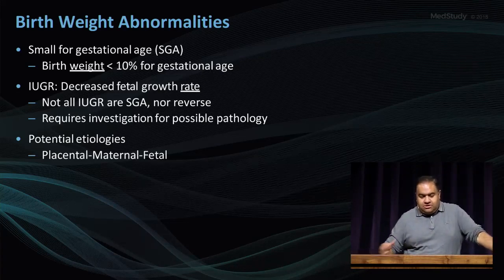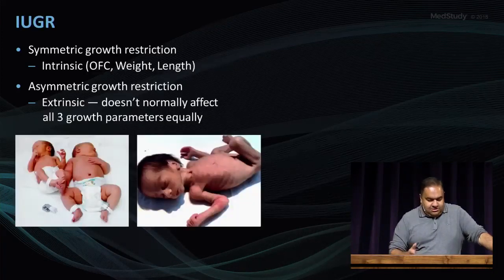With IUGR, we talked about, not all IUGR are SGA, and you gotta look at the pathology and look at potential etiologies: placental, maternal, fetal. We look at the symmetric growth restriction, if it's intrinsic versus extrinsic, where all the parameters don't fit. As you can see, these are the same gestational age babies, both 37-week gestation babies. One is IUGR and one is infant of a diabetic mom. Same exact gestational age. You can see how much variance can occur.